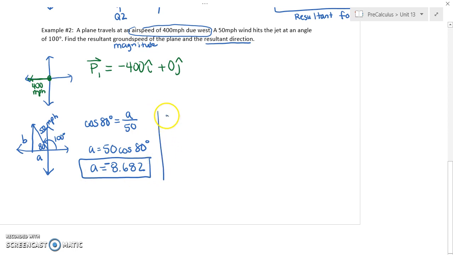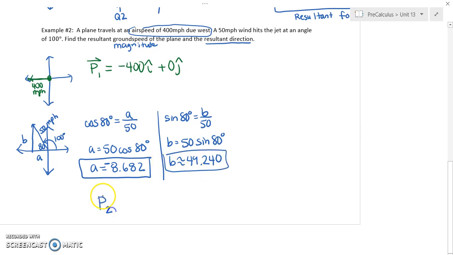So that's my a component. The b component is going to come from sine of 80 degrees equals b over 50. So b equals 50 times sine of 80 degrees. And we end up getting b is approximately 49.240. And since that's going up, it's fine. Leave it like that. And my second force is then negative 8.682 i hat plus 49.240 j hat.